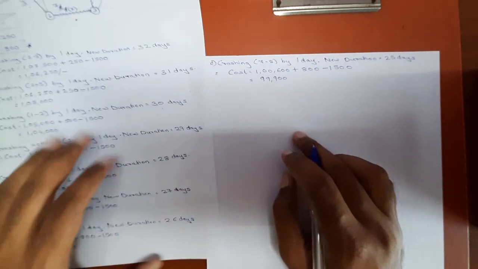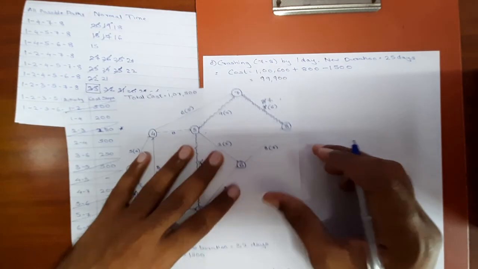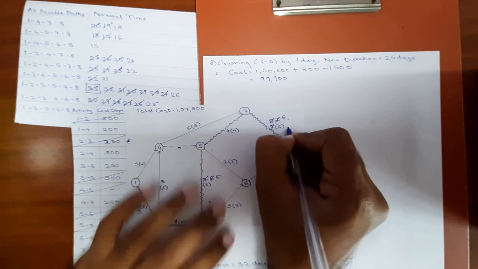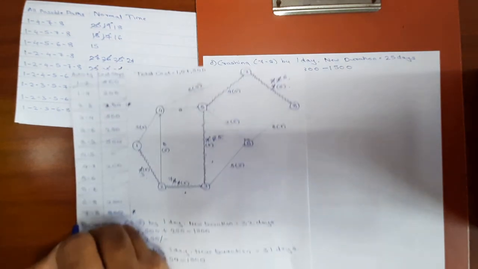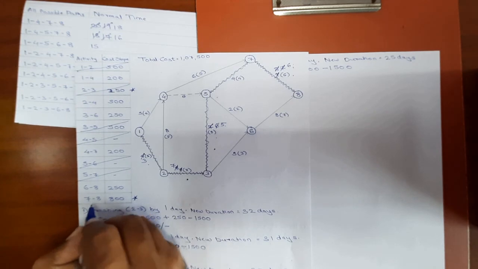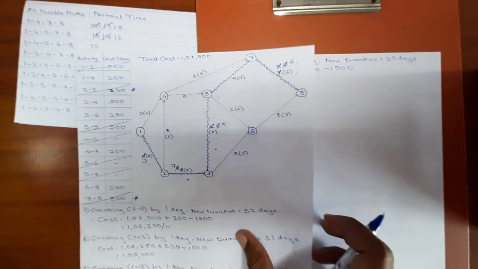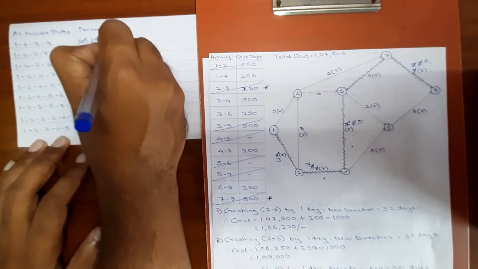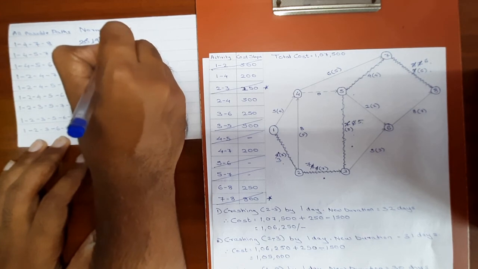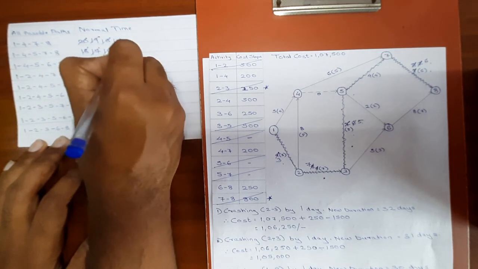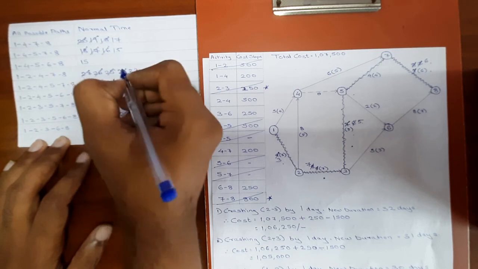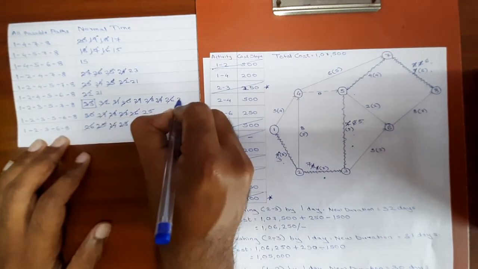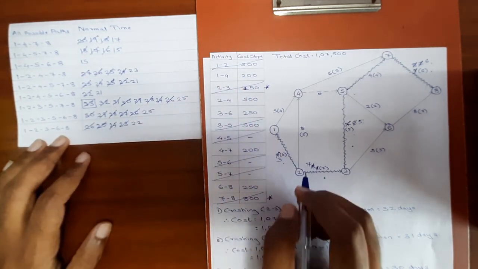Activity 7-8 was crashed, so we'll be updating the duration of that activity. Now the normal time and crash time is same. Activity 7-8 cannot be crashed further, as it will be now out of the picture. Activity 7-8 comes in these paths, so the duration will again be reduced. 17, 16 will become 15, 24 will become 23, 22 will become 21, 26 will become 25. That's it.